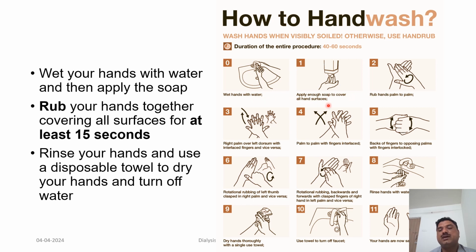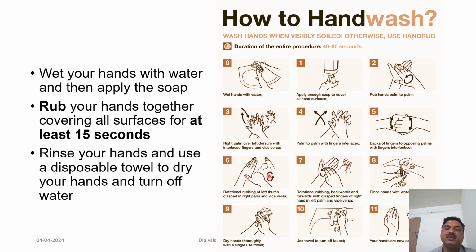Then one must apply enough soap on all surfaces of the hand. One must start rubbing the hand palm to palm, then palm over the dorsum of the other hand. During this procedure, one must also interlace the fingers, then palm to palm with fingers interlaced. After that, back of the fingers on the opposing palms with fingers interlocked.